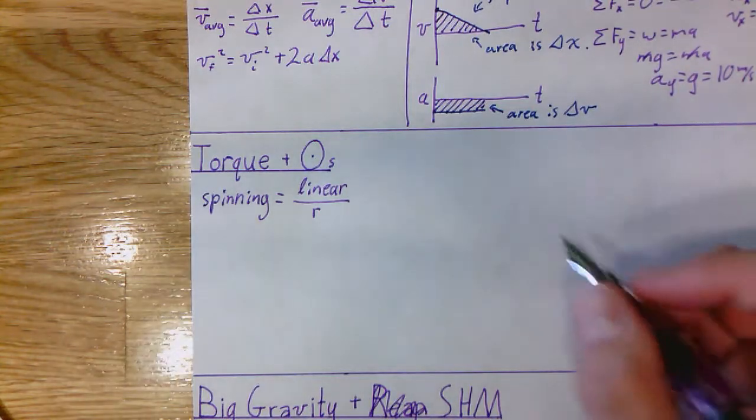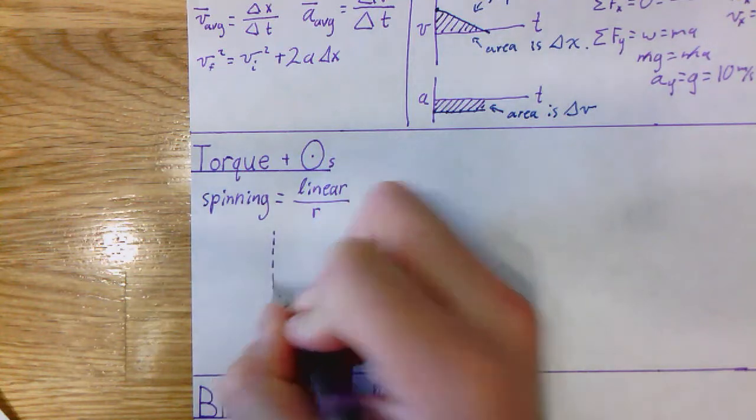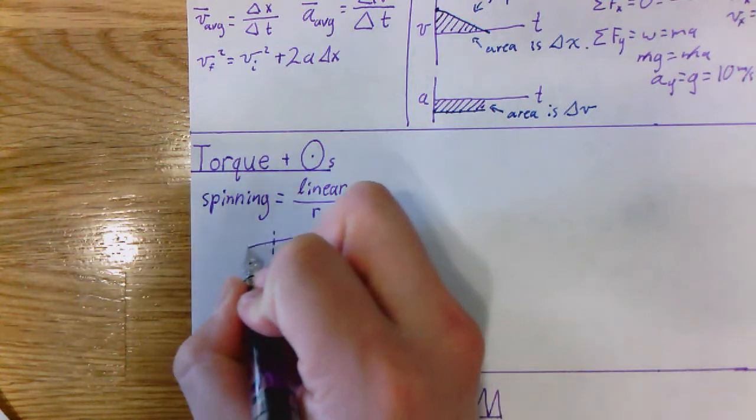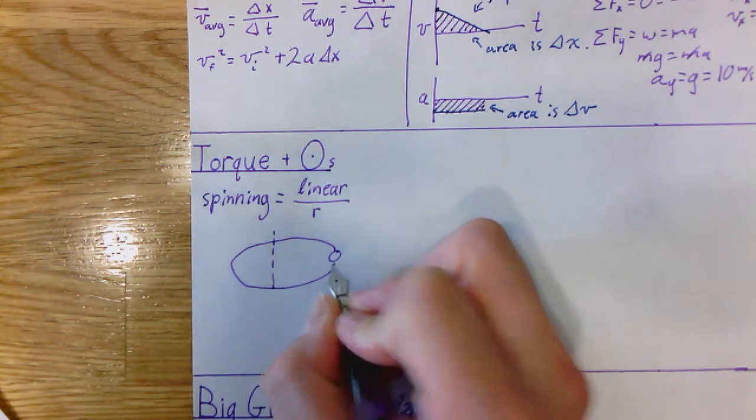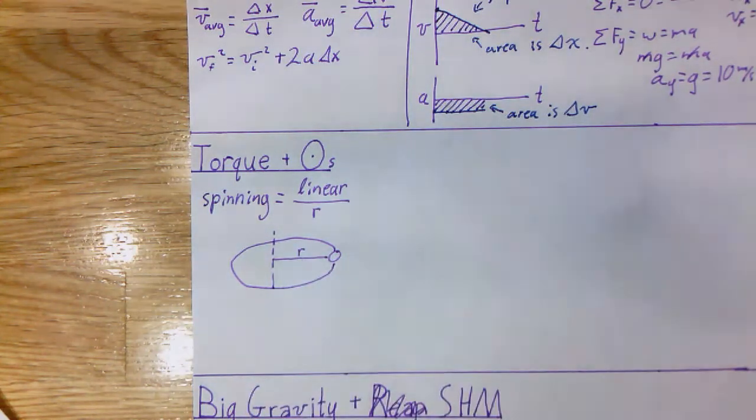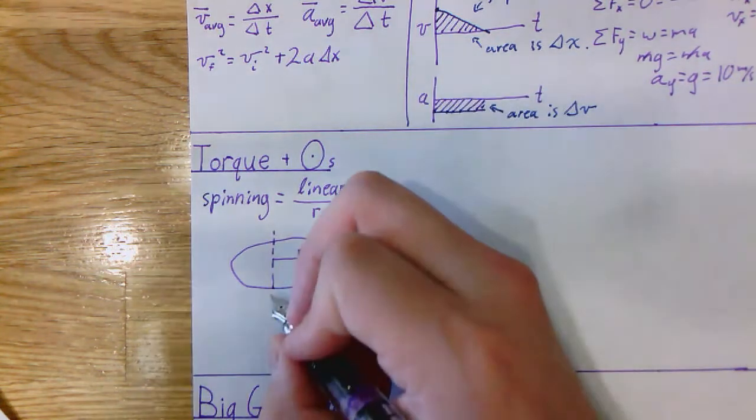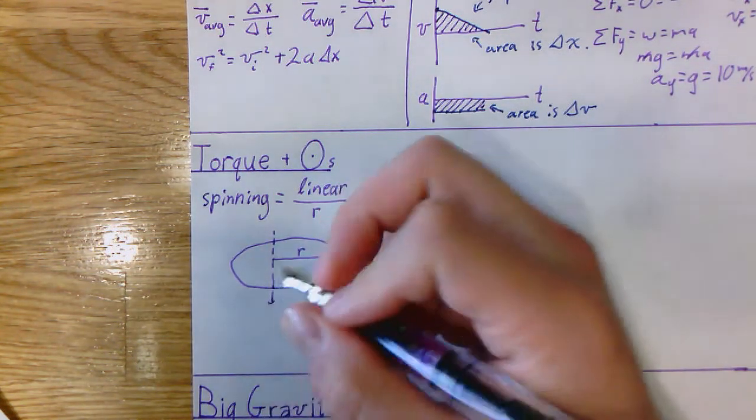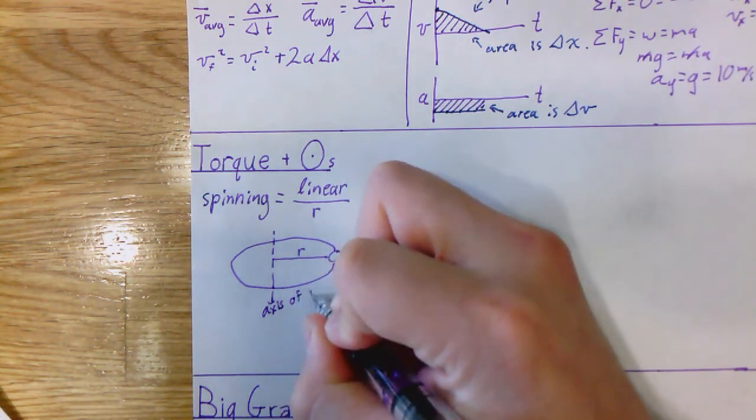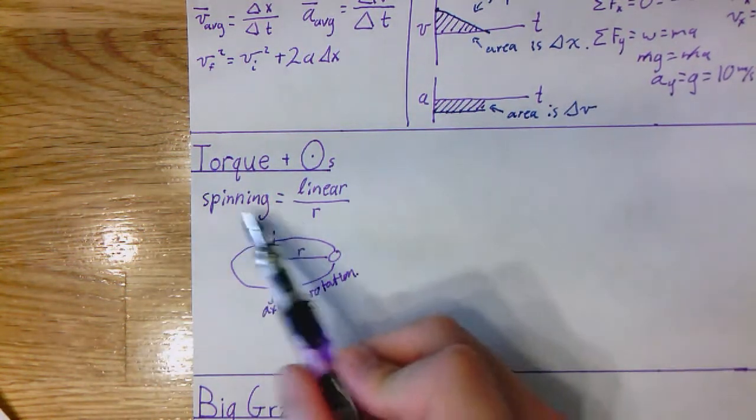R is how big the circle you're spinning in is. So if I have an axis right there, and I've got a ball, and it's going to spin in a circle like that, this distance, that's R. It's how far your mass is from this thing, which we call the axis of rotation.